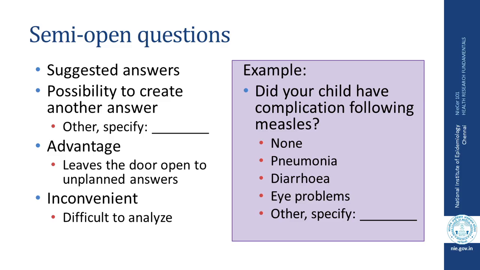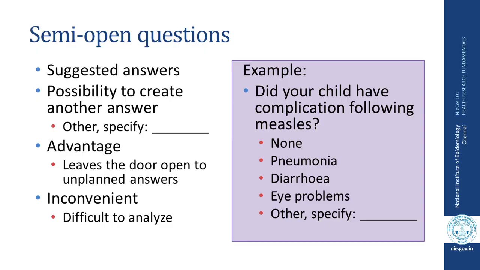And then we could have something which are called semi-open questions, where you basically have a question with several responses. The answers here are suggested, but there may be one option which is kept open, and the most common one that we see in data collection tools and questionnaires is others. So, for example, did your child have complications following measles?